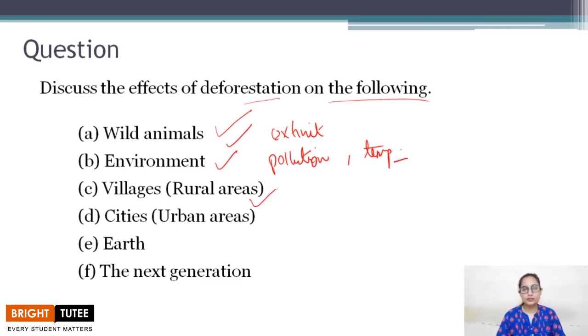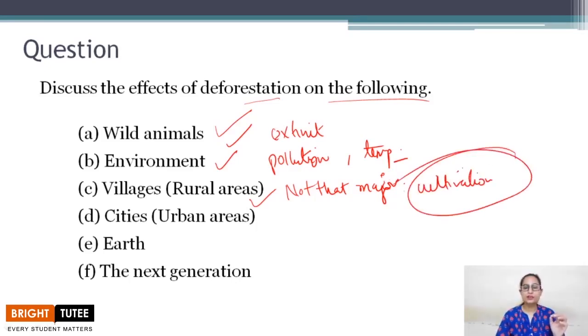Thirdly, villages. Yes, there is an effect, but not that major, because there are not many factories present in the villages, not many vehicles present in the villages. So in villages, cultivation definitely takes place. So this cultivation is causing deforestation, which does not have the whole effect on that village, but on our environment, right? Cities. These are the places where the maximum effect of deforestation is seen, which is the increase in pollution and temperature. This is the effect on cities.